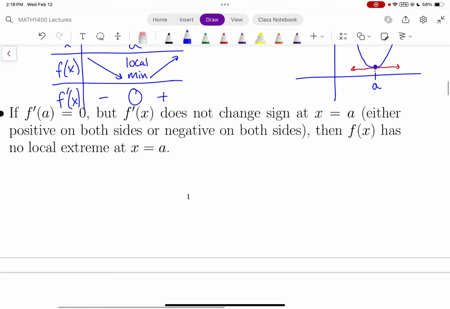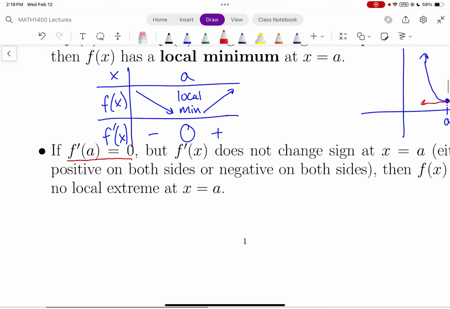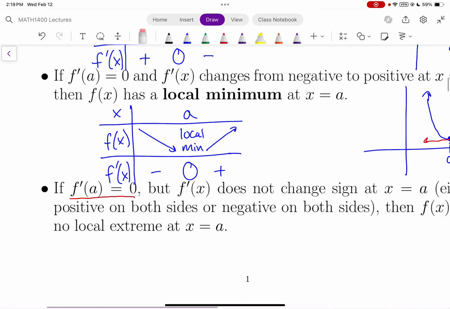Oh, and we have this one last little example. This is basically saying that if we have a horizontal tangent line, our f prime of a is equal to 0, but f prime of x does not change sign at x equals a. So basically what that's saying is, imagine that the derivative went from positive to positive, or imagine it went from negative to negative. In other words, what would be happening here? That would be like my function is increasing, it hits a point, and then it's increasing again. Or the other way around, my function is decreasing, hits a point, and then it's decreasing again.